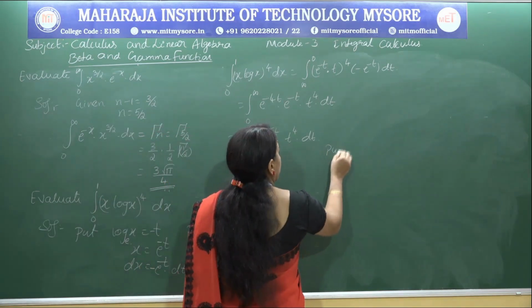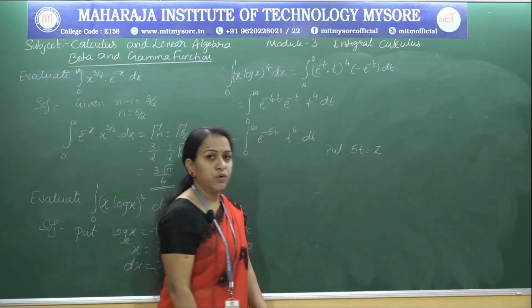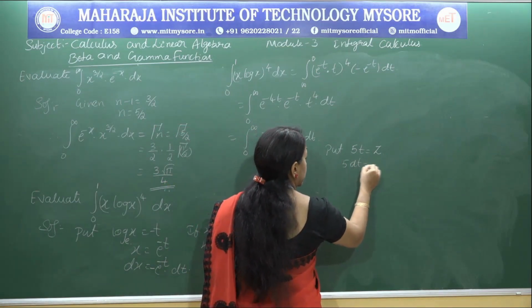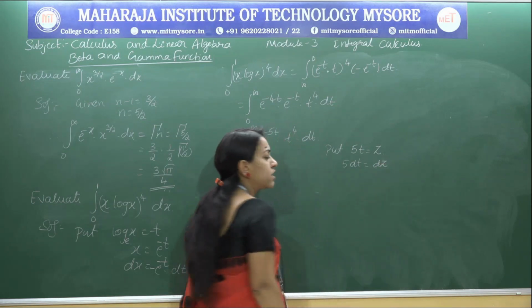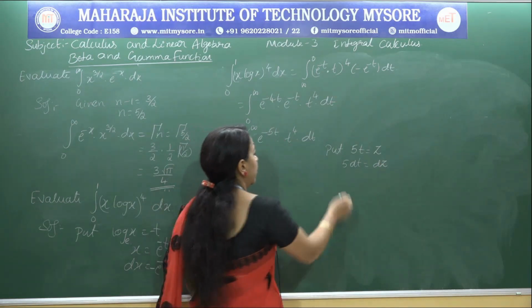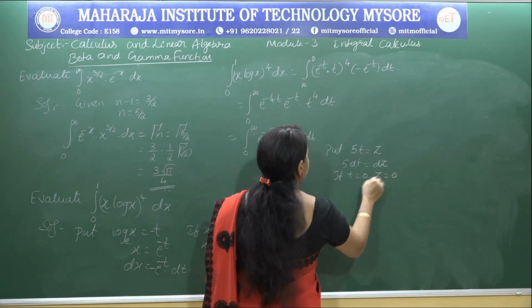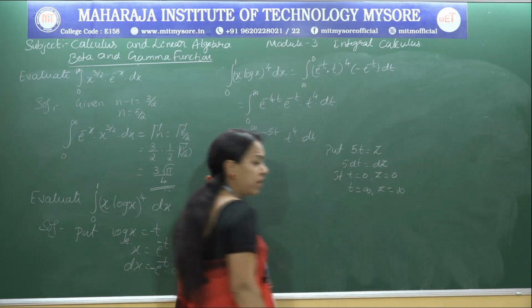Put 5t equal to z. Don't consider the negative sign now. Okay, so that 5 dt is dz, or dt is dz by 5. Now if t equals 0, z is 0. If t is infinity, z is also infinity.